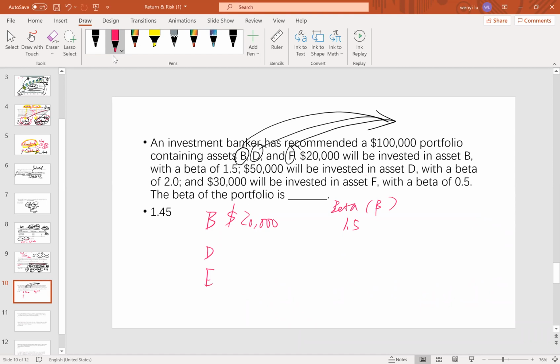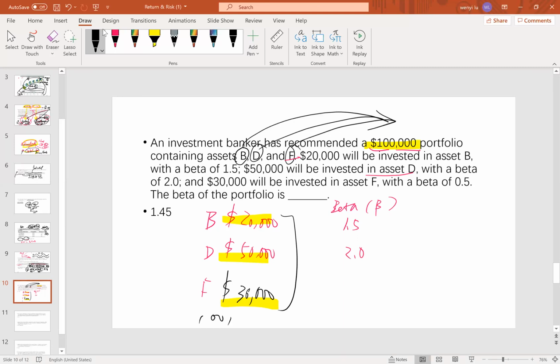How much in the D stock? D stock is $50,000. Beta is 2. For F stock, sorry, F stock, how much should it be? Our total is $100,000, and you know the amount in B and D. So what is left from this $100,000 will be in the F stock. It will be 100,000 minus 20,000 minus 50,000, which equals $30,000. That's the $100,000 in total, which is why we have $30,000 for F here.